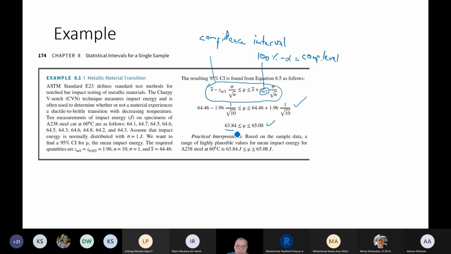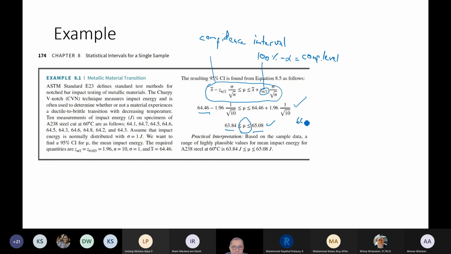So this would be the lower bound, and that's the upper bound of the population mean. Now you can observe that instead of reporting the mean as simply 64.46, now we're reporting it as this range, this interval. So the lower bound is 63.84 and the upper bound is 65.08.